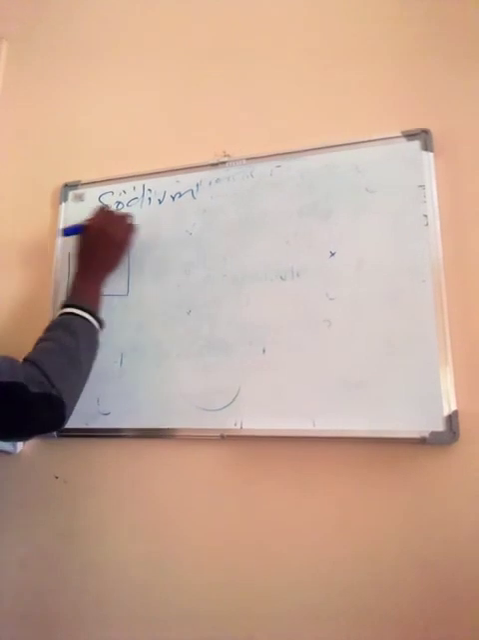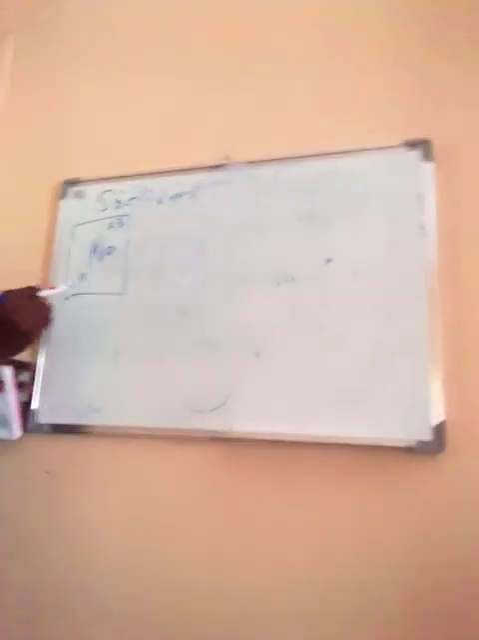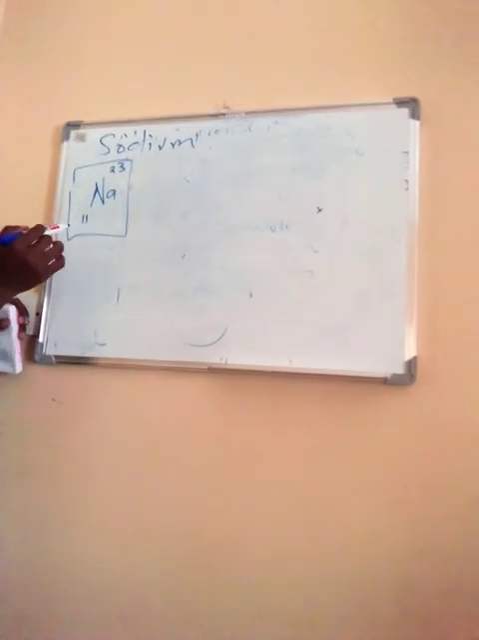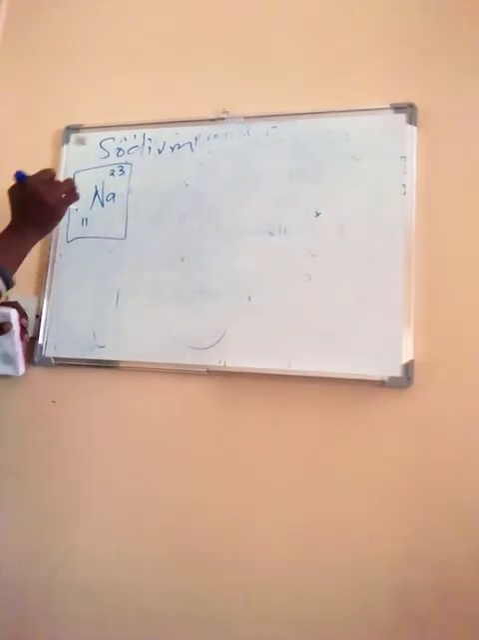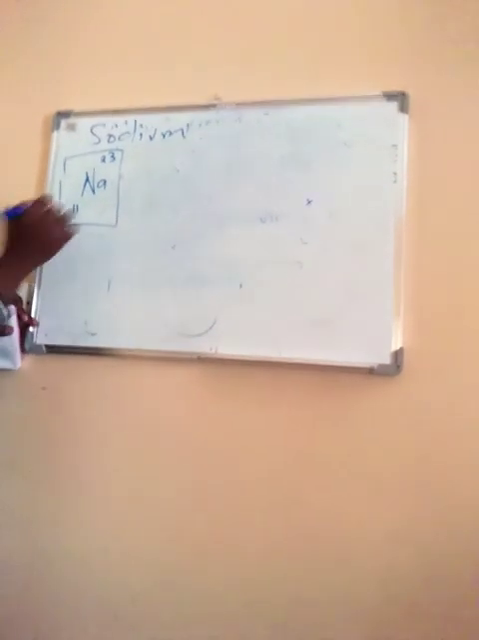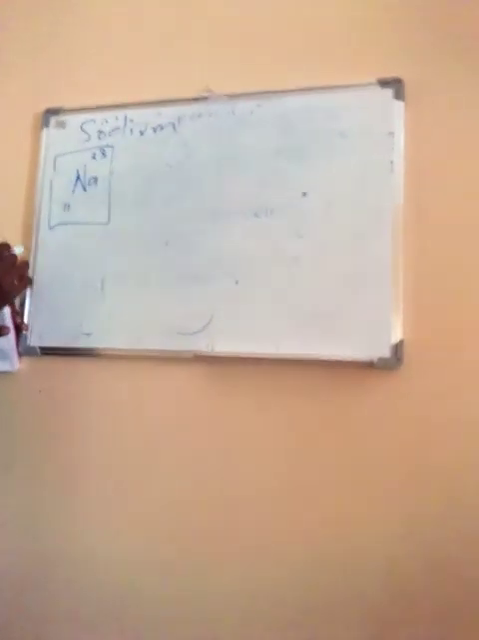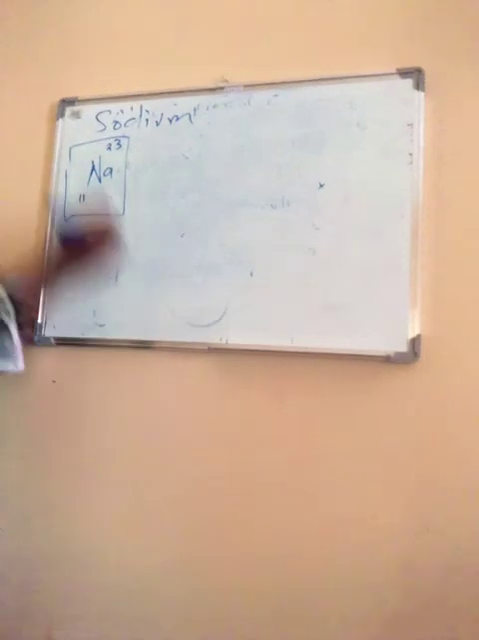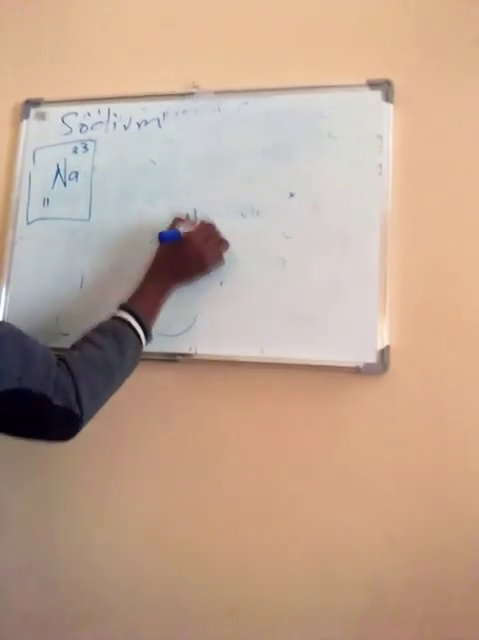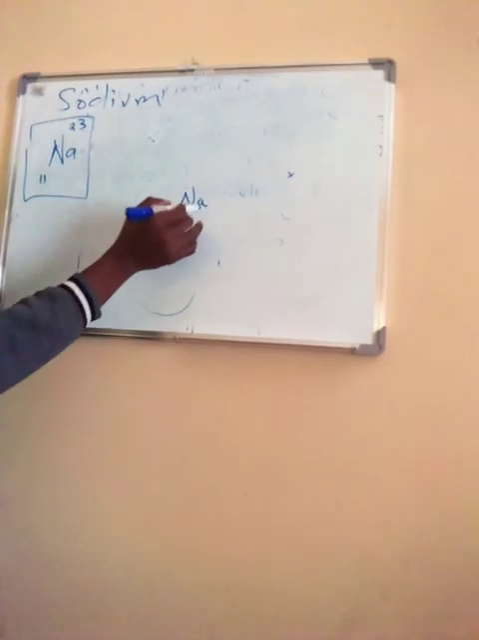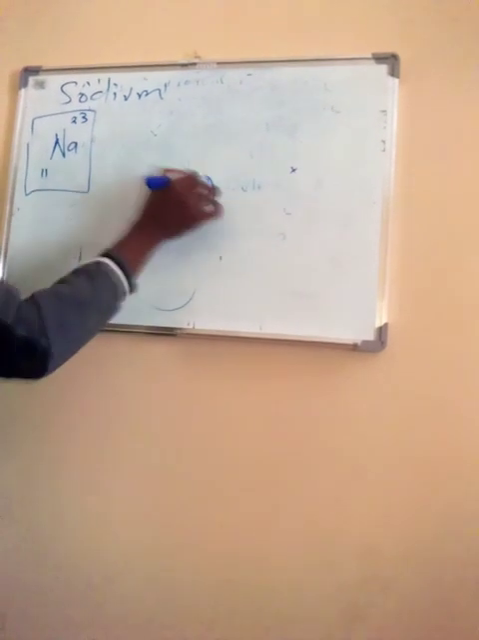The number written down there represents the proton number, which is the same as the number of electrons in that atom. So the number of electrons we are going to get will be 11 when we draw that structure. Sodium is Na, always with the first letter a capital and then a small letter. This is the nucleus.